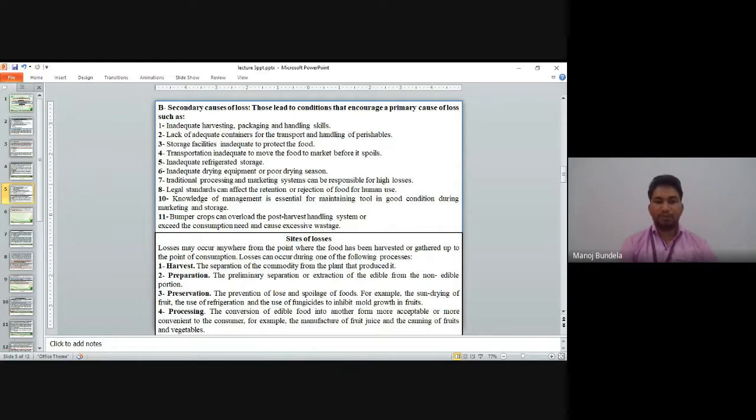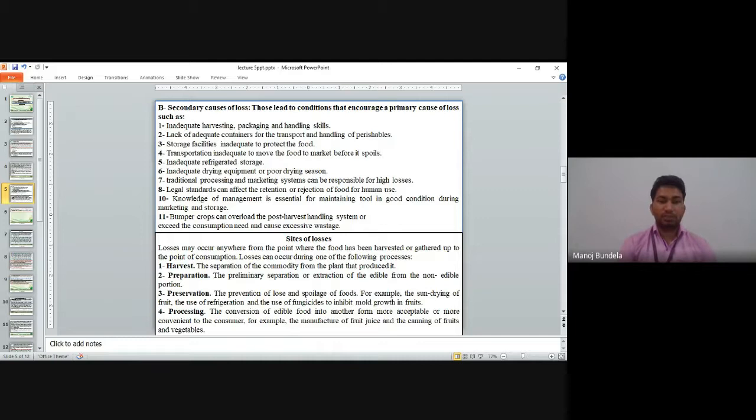Next is preservation. The prevention of loss and spoilage of the foods. For example, the sun drying of fruits, the use of refrigeration and the use of fungicides to inhibit mold growth in the foods.